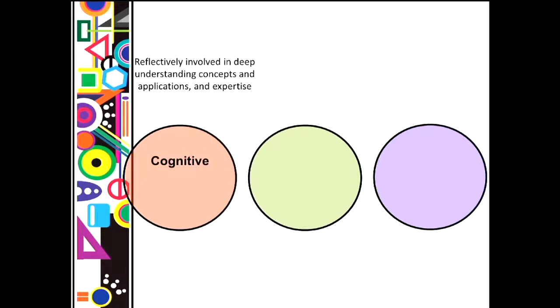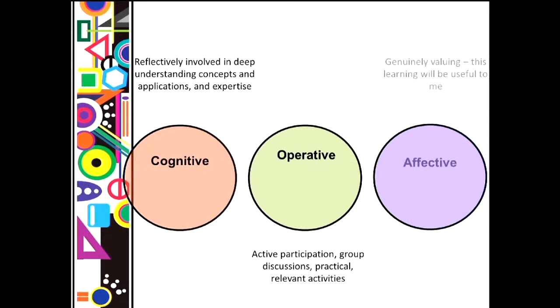We need to ensure that our students are cognitively engaged, so whatever they're doing, we're allowing them to think really hard about what they're doing. They also need to be actively participating, which is really difficult in lecture theatres, for example. They need to be involved in group discussions, practical, relevant activities, and they need to be affectively engaged. So they actually need to see the value of what they're learning, not just in that moment, but once they get outside the classroom, or once they finish their degree, they need to actually value what they're learning now.